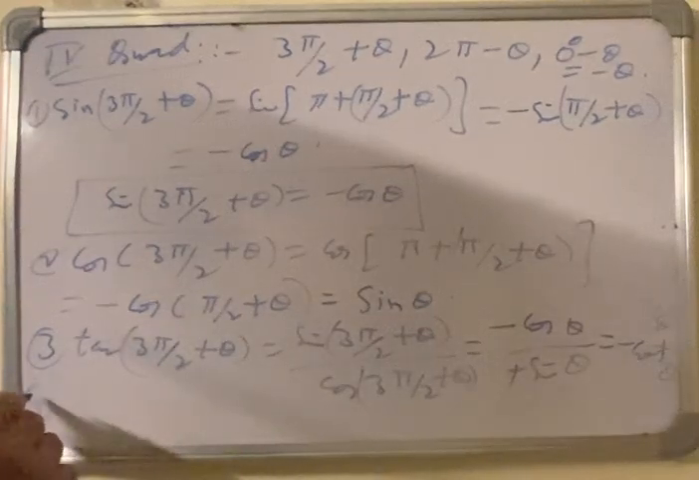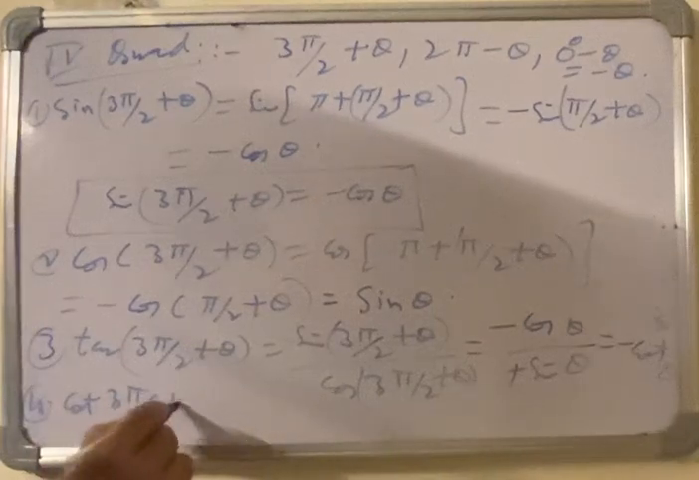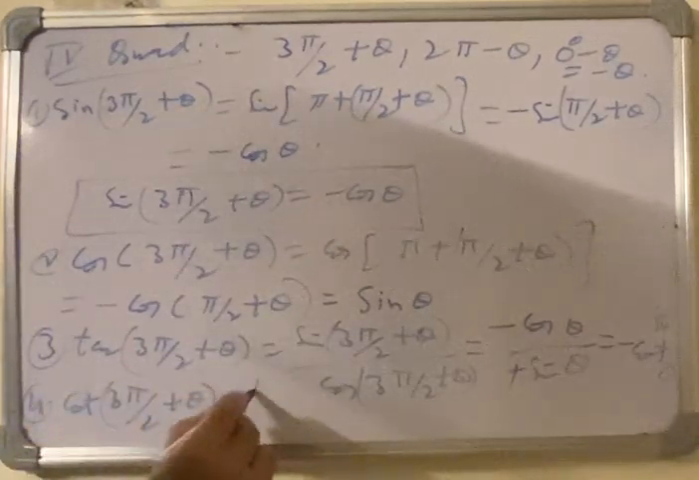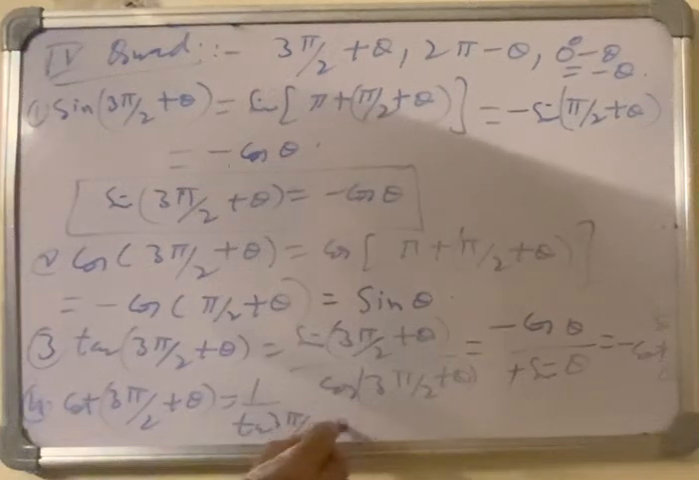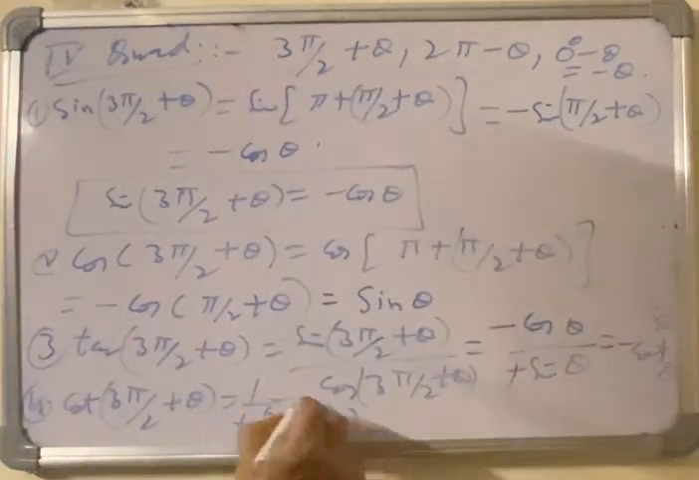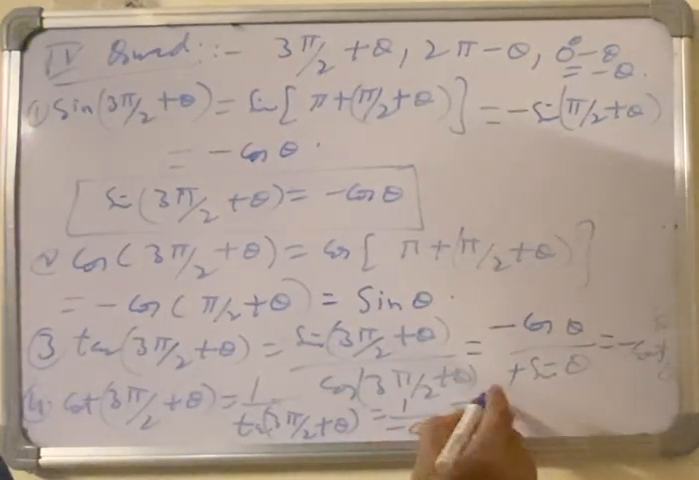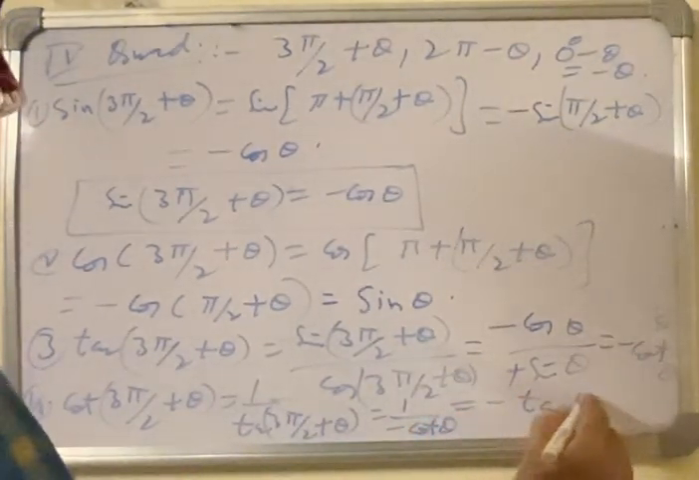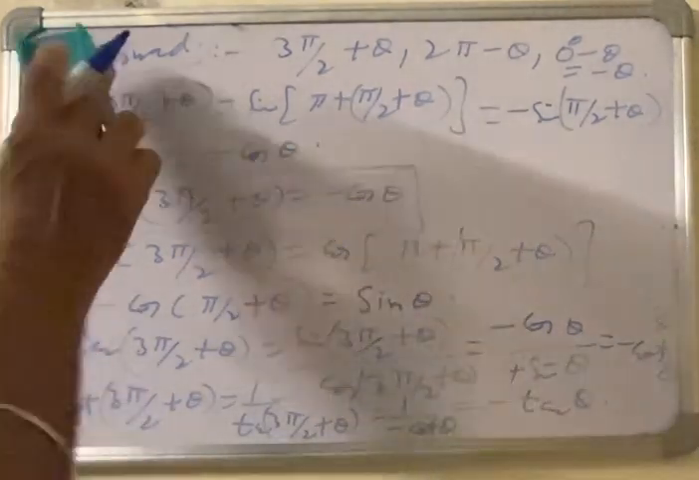Then fourth, cot 3 pi by 2 plus theta is equal to 1 over tan 3 pi by 2 plus theta, which is 1 over minus cot theta, this is equal to minus tan theta. So in case of angle 3 pi by 2 plus theta, cot changes to tan, and it is negative in fourth quadrant. Tan and cot are negative.